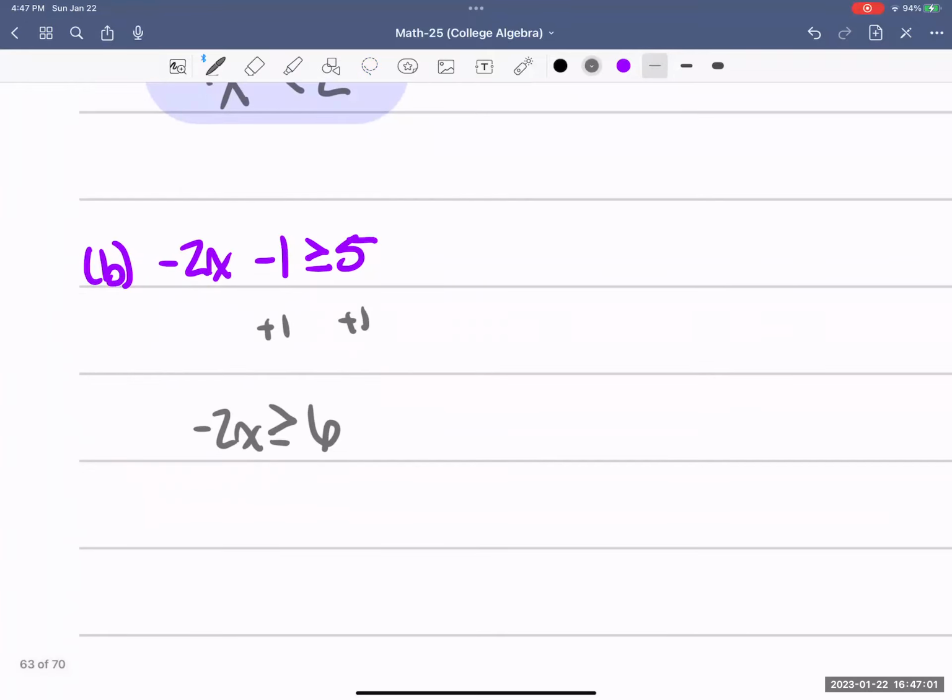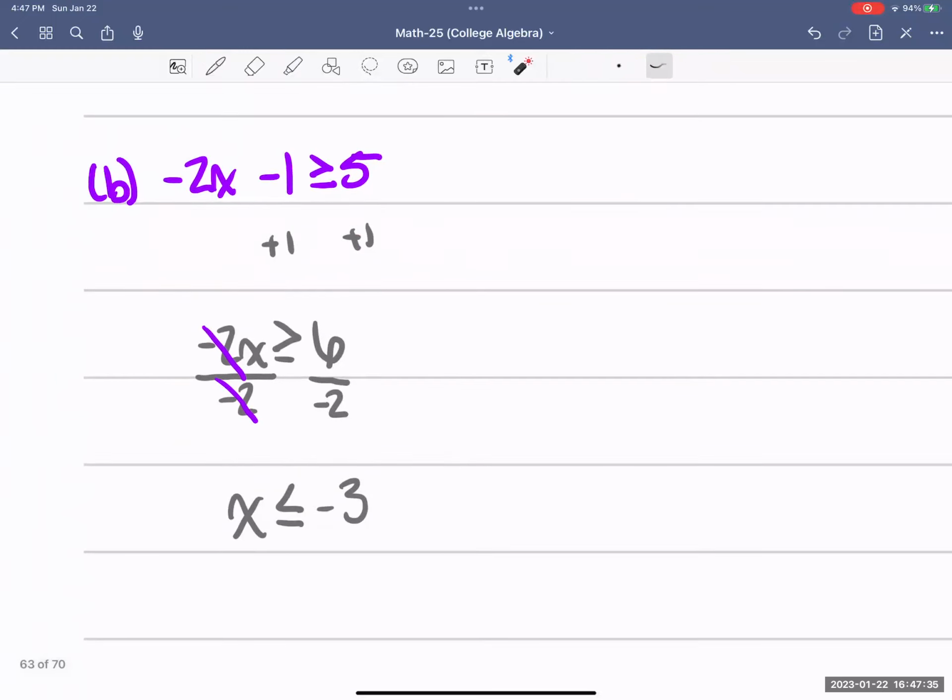To get x by itself, we're going to have to divide by negative 2. So dividing by a negative 2. And because we are dividing or multiplying by a negative number, what we also have to do is switch the direction of the sign. So here we have x is now by itself. Instead of greater than or equal to, we're now going to have less than or equal to. And then 6 divided by negative 2 is a negative 3. So we're looking at x less than or equal to negative 3.